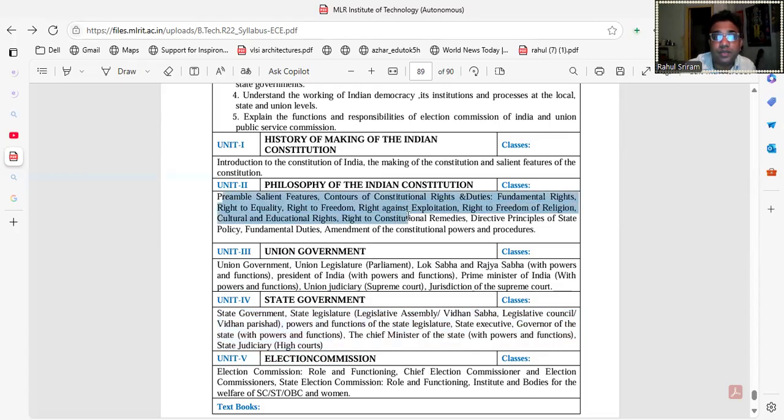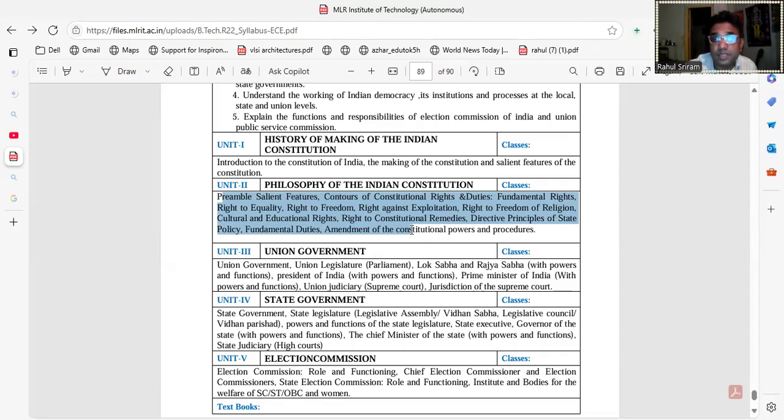Philosophy of the Indian Constitution: preamble, salient features, constitutional rights and duties, fundamental rights, right to equality, right to freedom, right against exploitation. We should not be exploited. In most cases, youth are getting exploited, so we have to be very careful.